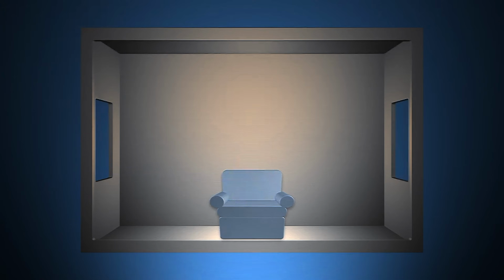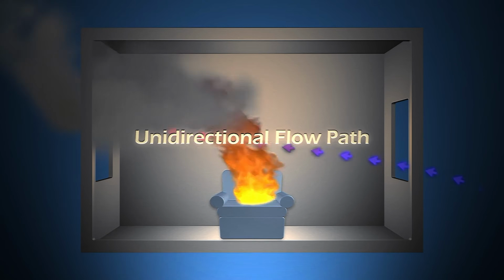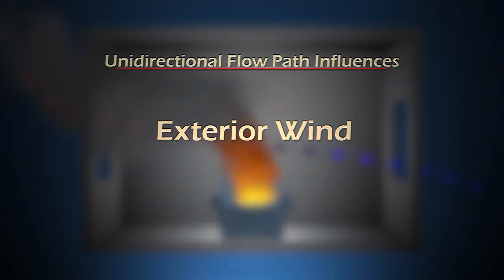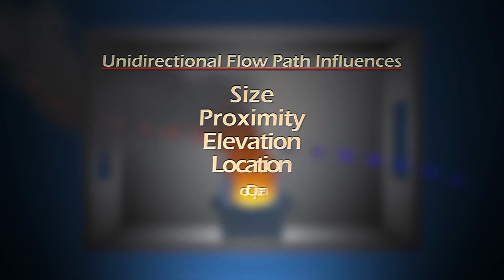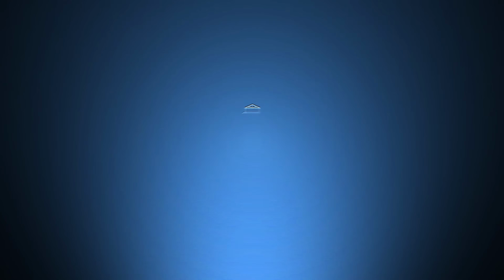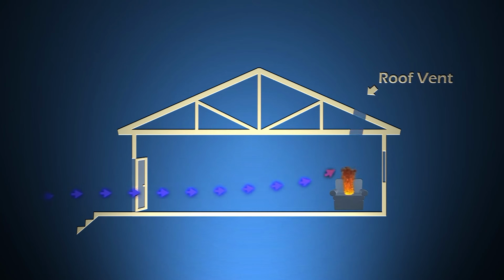When multiple openings exist, unidirectional flow paths can occur. Several variables help establish this flow path, including exterior wind, size, proximity, elevation, and location of openings. The simplest form of unidirectional flow path occurs when conducting vertical ventilation. The open front door becomes the inlet and the roof vent becomes the outlet.